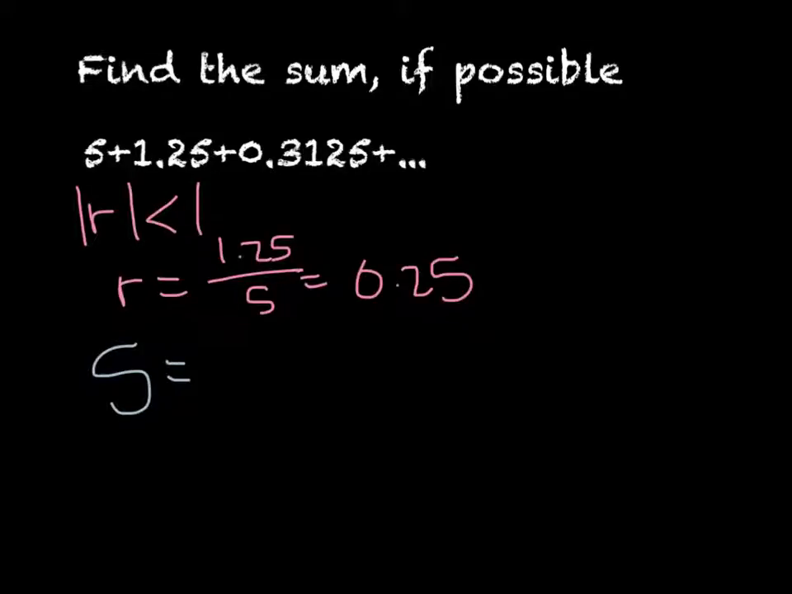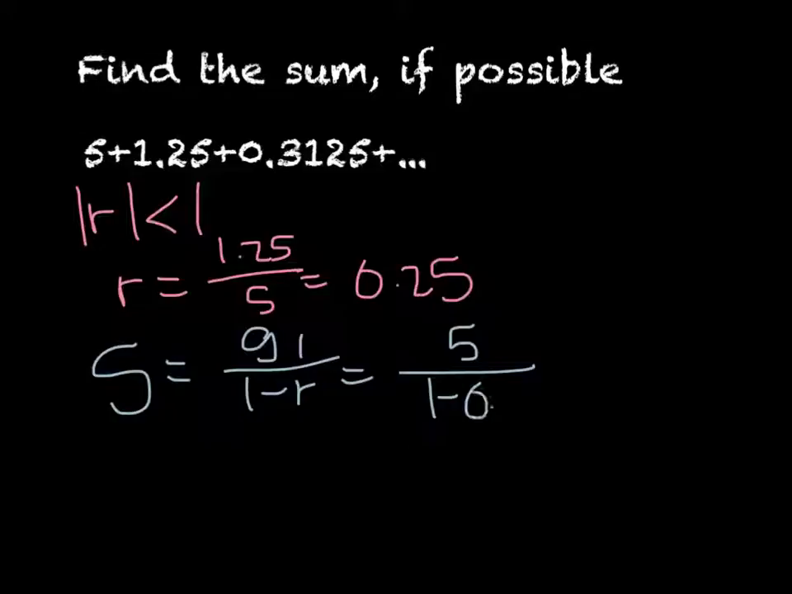We'll take our formula for the sum again. G1 over 1 minus r. Plug in the values we have, so that ends up being 5 over 1 minus 0.25, and so our sum is 20 over 3.